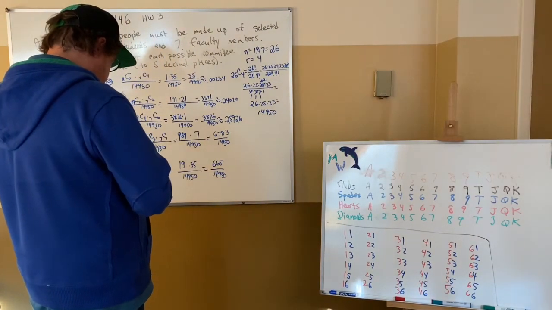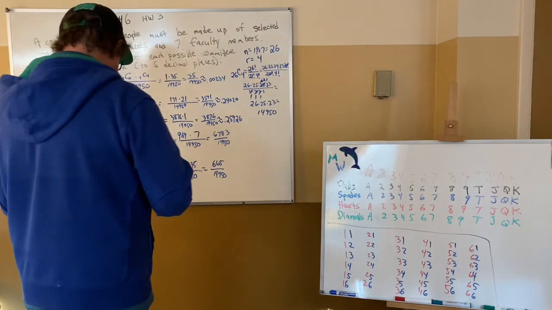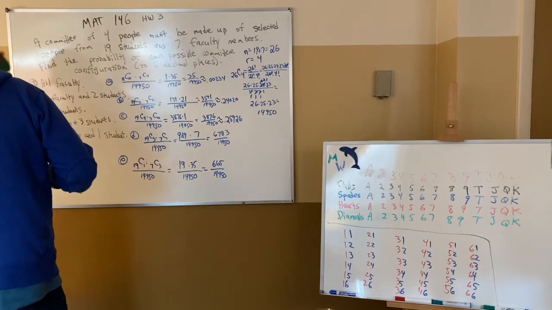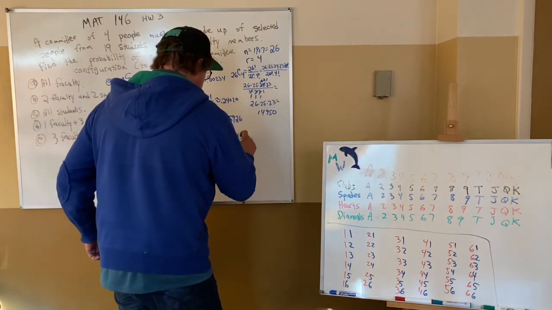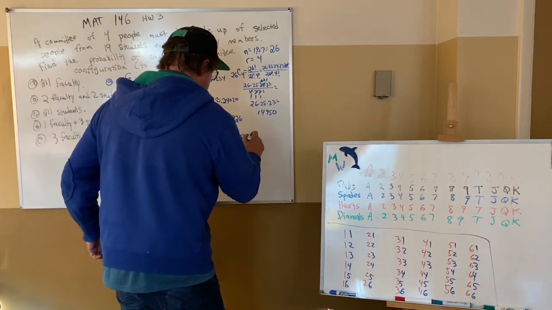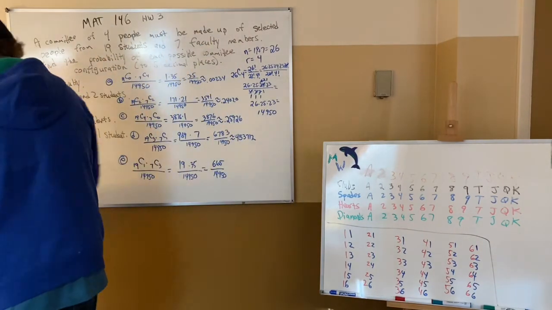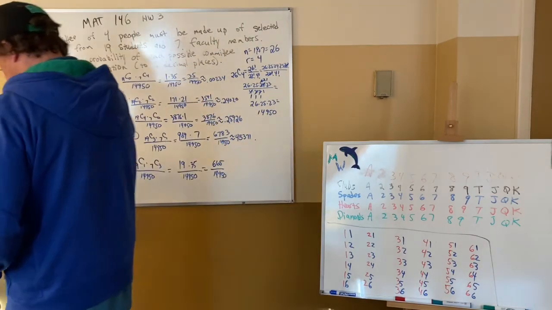6783 divided by 14,950 is 0.453712. The 12 does not go up to 20, so I'm going to turn that into 0.45371. Come on, guys, we need one that works.